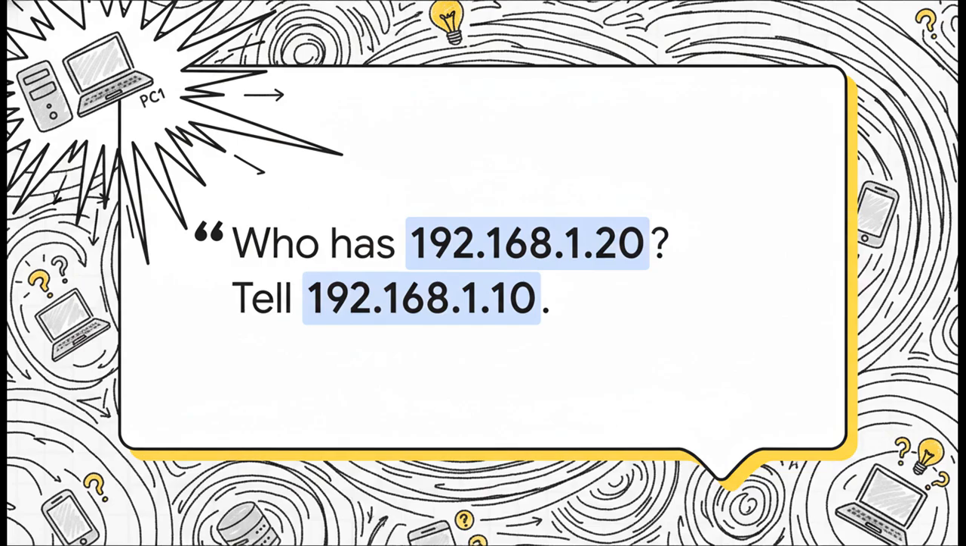Now, PC1 doesn't just whisper this question into the void. Nope. It basically stands on a chair and shouts it to the entire network. The message it sends is pretty much this. Hey, everyone. I'm looking for the owner of IP address 192.168.1.20. If that's you, can you please tell me, 192.168.1.10, what your physical hardware address is?